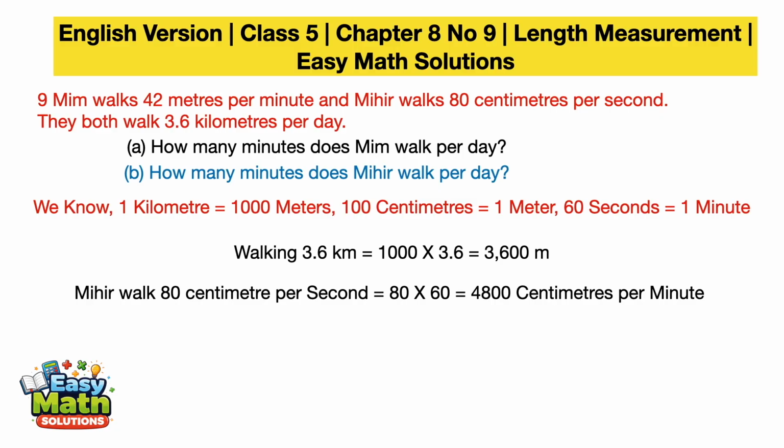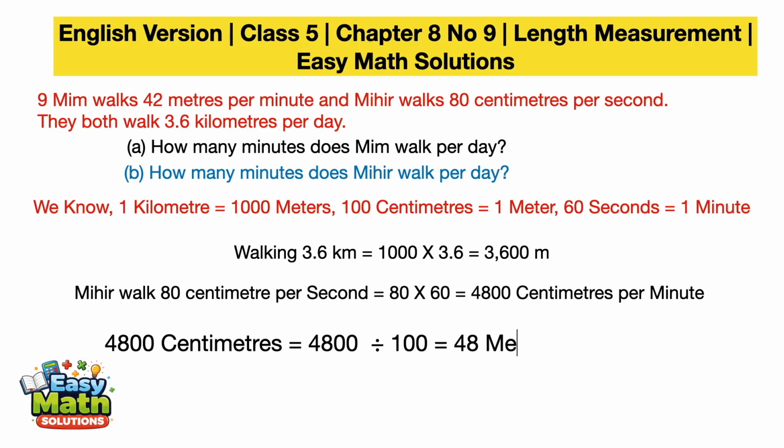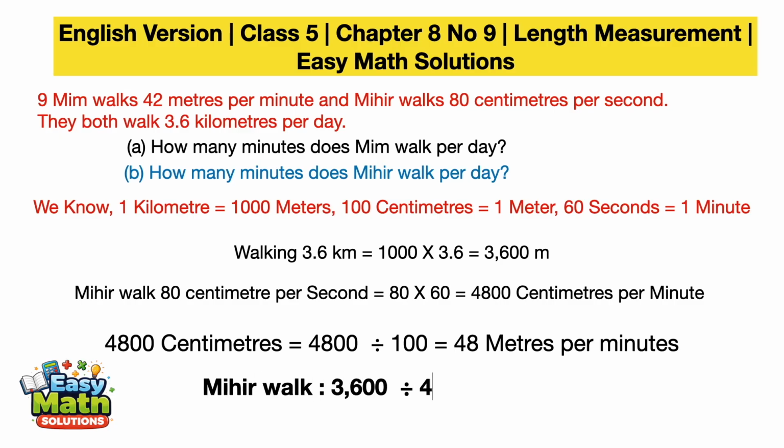80 centimeter per second, and 60 seconds equals 1 minute. Then 80 times 60 equals 4800 centimeter per minute. Then 4800 centimeters divided by 100 equals 48 meters per minute. Then Mihir walks 3600 divided by 48 equals 75 minutes.